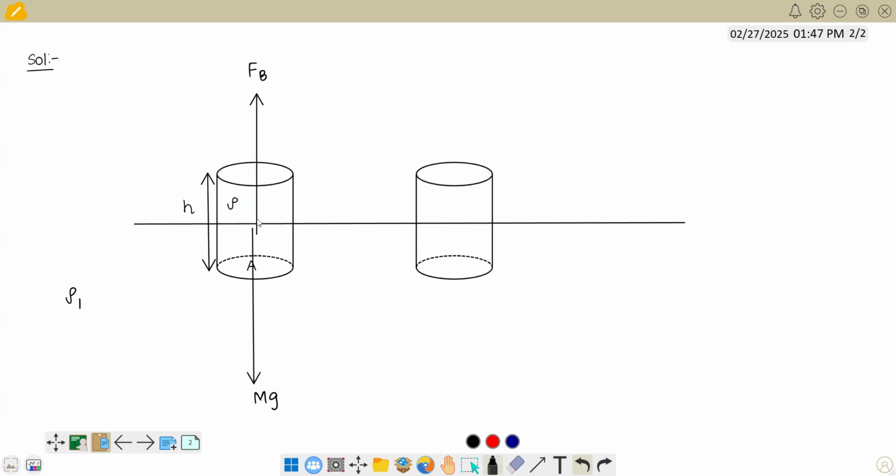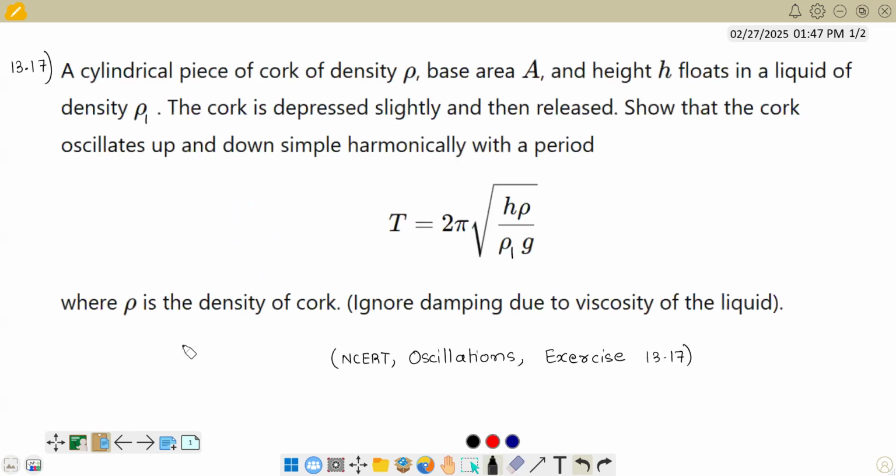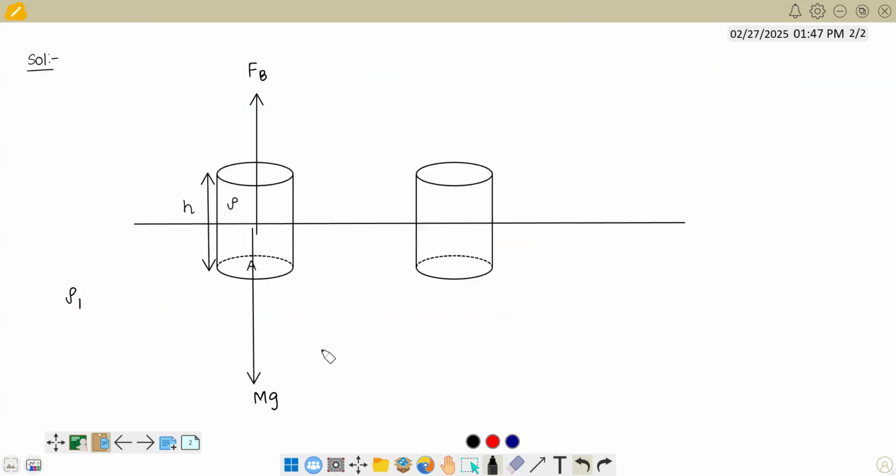Now at equilibrium, originally it was floating, as given in the question. So floats means force of buoyancy is equal to mg. Let us assume the length that is inside is some L. L is the length that is inside. So when floating, the condition is that mg will be equal to Fb.